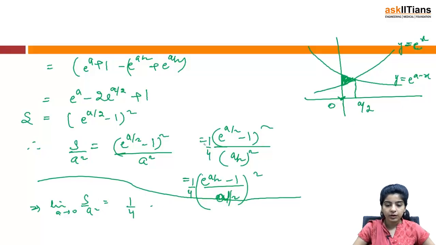Here we will have 1 by 4 because we have divided by a square, so we will multiply this term by a square. So we have 1 by 4. So the limit as a tends to 0 of S by a square is 1 by 4. So this is the required answer.